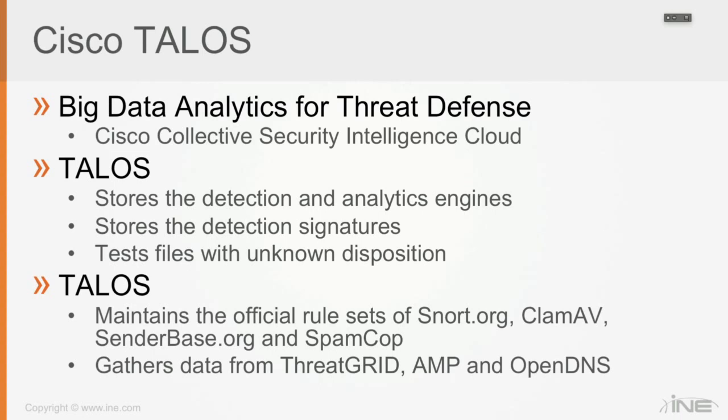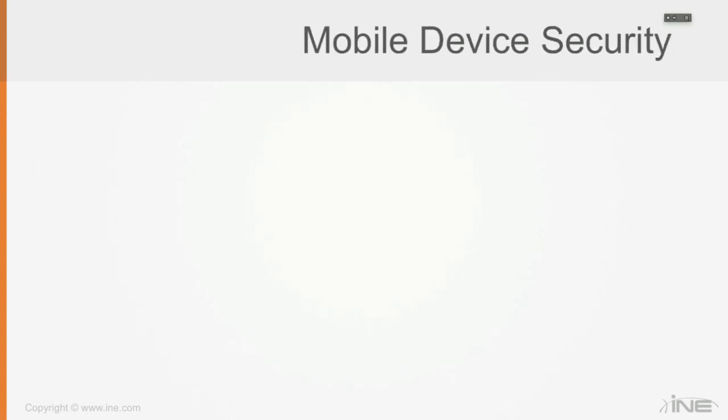So Talos maintains all of those rule sets. Talos also gathers data from ThreatGrid, from all of the AMP endpoints, and from OpenDNS, from a lot of resources, so that it's going to be able to better and faster detect new malware flowing through Cisco customer security devices.